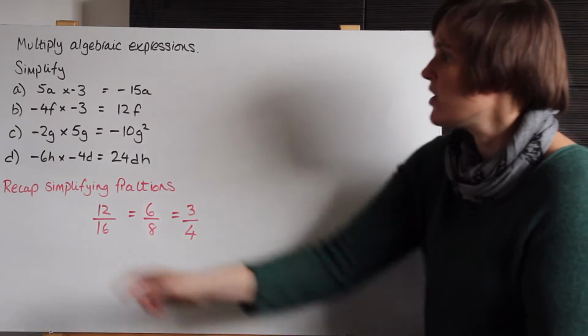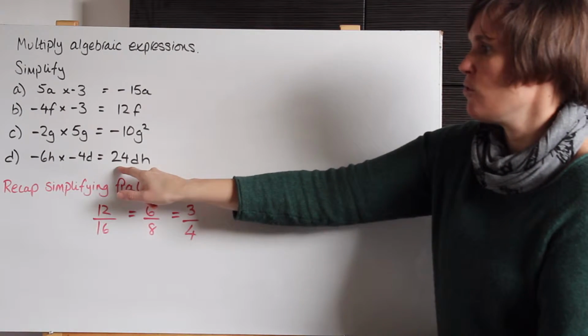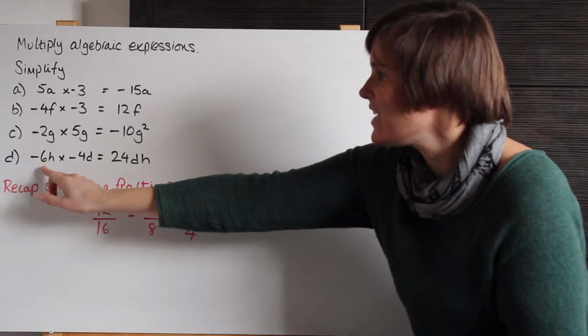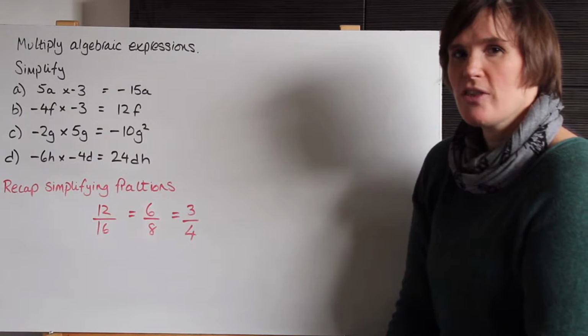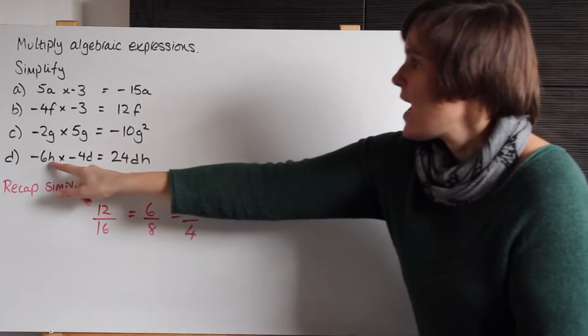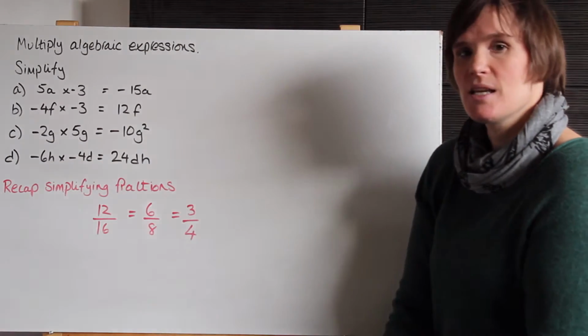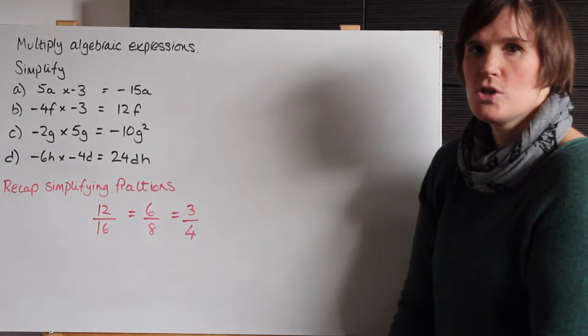Here we have minus 6h times minus 4d. Again, we do the numbers first. Minus 6 times minus 4 is 24. And then we have h times d. Well, in algebra, we usually write the letters in alphabetical order. So h times d is going to be dh. So our answer is 24dh.